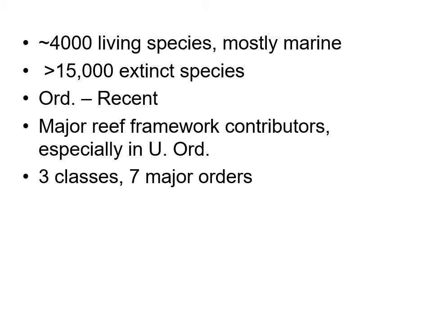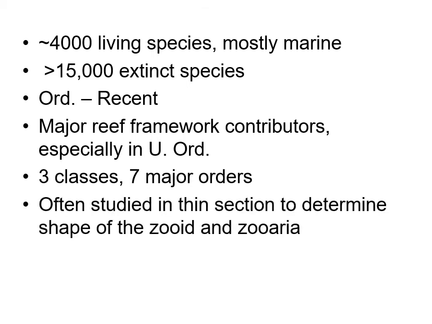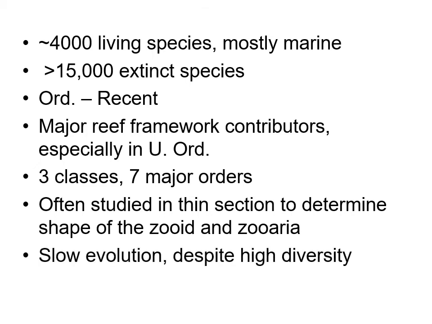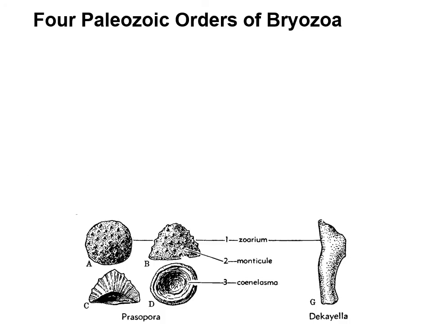There are 3 classes of bryozoans and 7 major orders. We describe them and study them usually in thin section under a microscope because they are rather small, and we use that to determine the size and shape of the zooid and the zoaria. They don't have a very rapid evolutionary history. Again, probably part of that is due to the asexual budding reproduction. But they do have very high diversity. They just haven't changed a lot very quickly throughout the Phanerozoic.